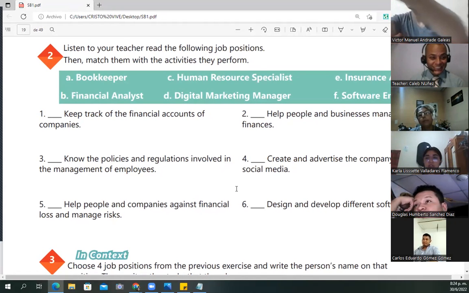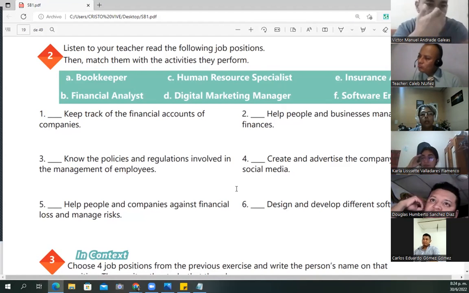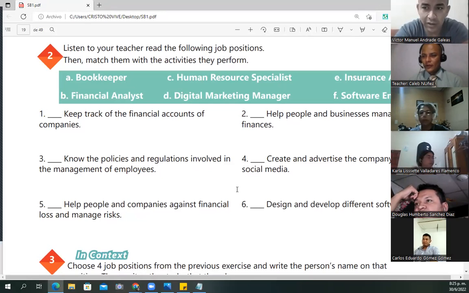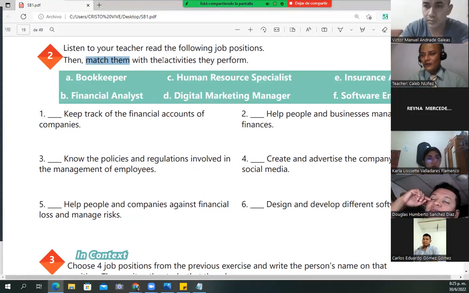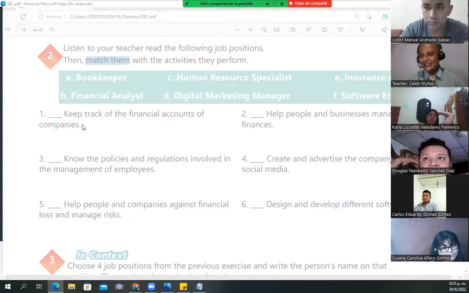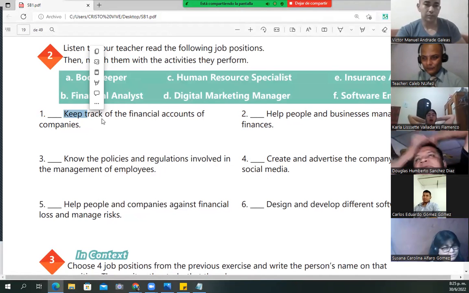Insurance agent. Software engineer. Okay, let's match these jobs with the activities, okay? For example, we have keep track. Keep track. Es como llevar un registro. Repeat. Keep track.